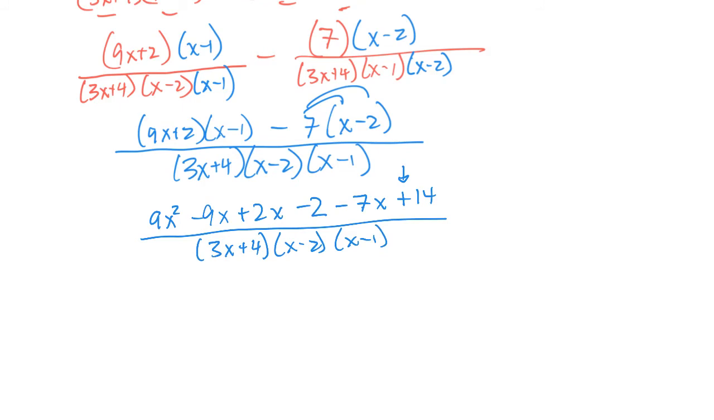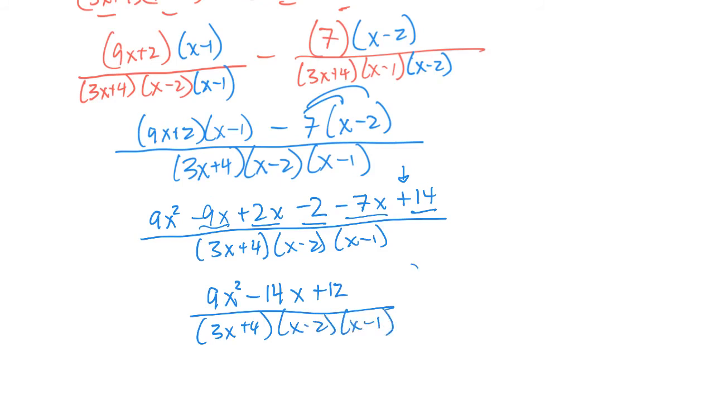Good. Collecting like terms on the top, I only have one x squared thing, so 9x squared. In terms of x's, I've got minus 9x plus 2, that'd be a minus 7, and another minus 7 would be a minus 14x. And then for numbers, I just have this and this. Minus 2 plus 14 would be a positive 12 over the lowest common denominator.